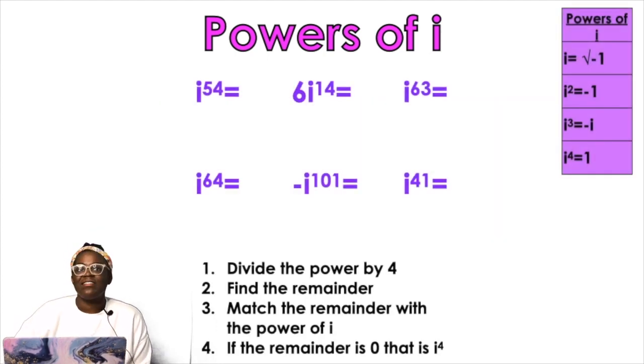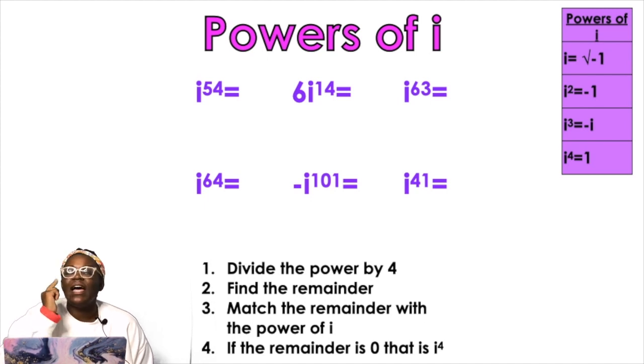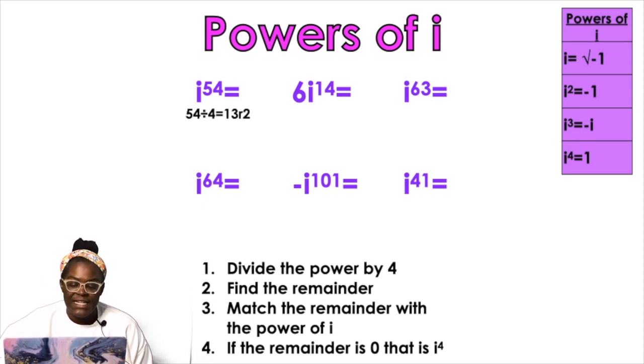So let's say I have i to the 54, right? Could you count powers of i, like 1, 2, 3, 4, 5, 6, 7, 8, 9, 10, 11, 12, until you get to 54? You sure could. Or what you could do is divide the power by 4. So 54 divided by 4 and find the remainder. 54 divided by 4 is 13 with a remainder of 2.